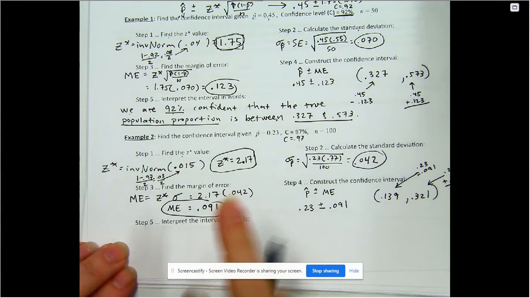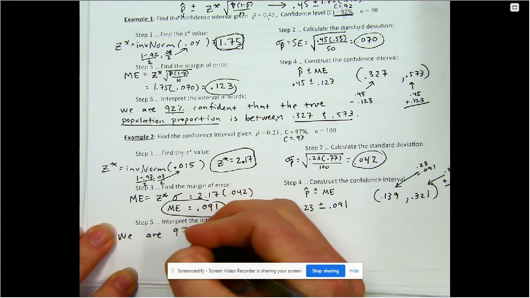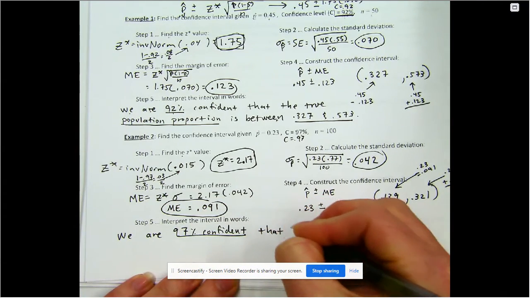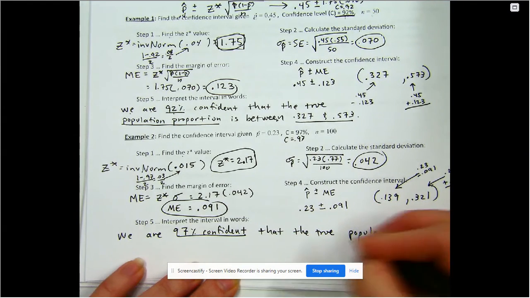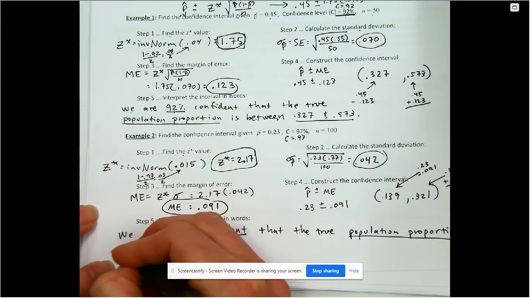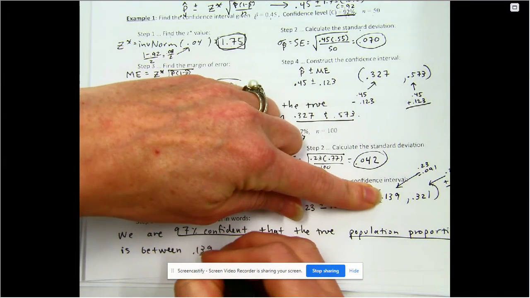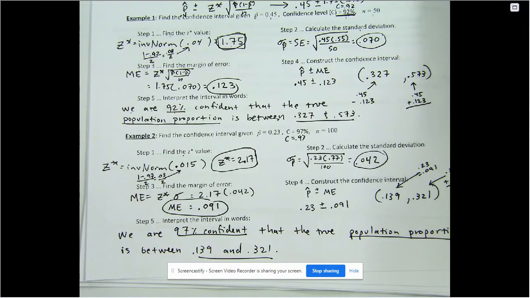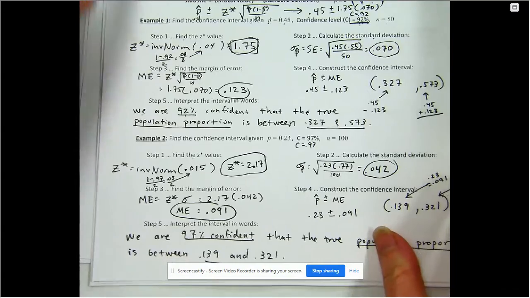Now I'm ready to interpret. So we would say we are C percent, 97%. We are 97% confident that the true population proportion, though usually we would have some kind of context in the problem, is between 0.139 and 0.321. And that is all for this note section.